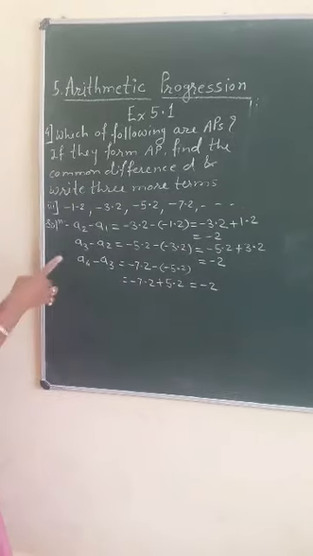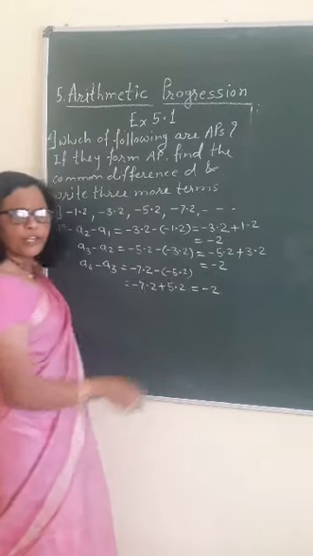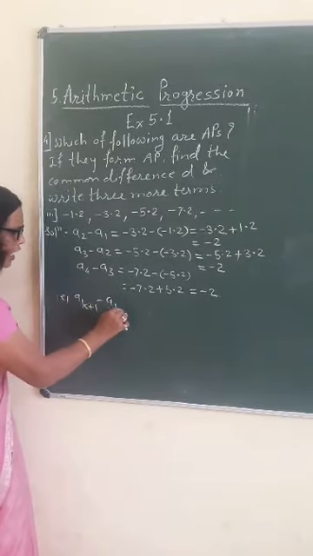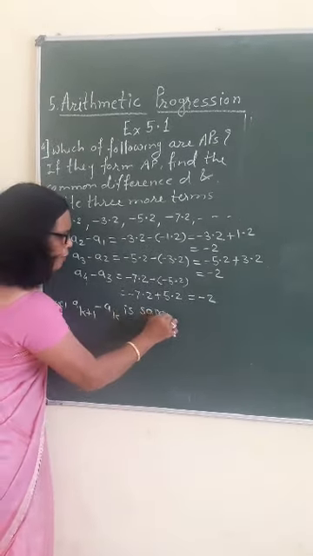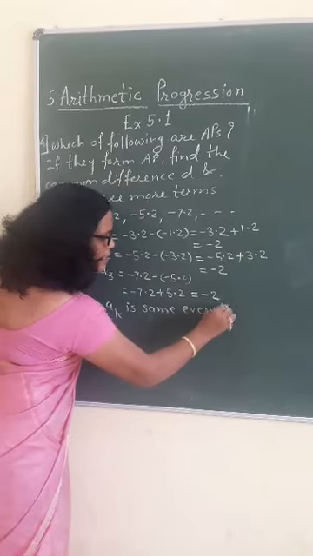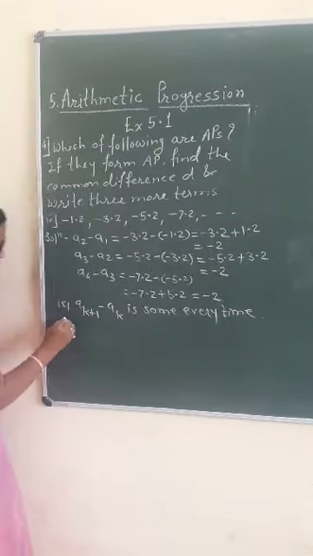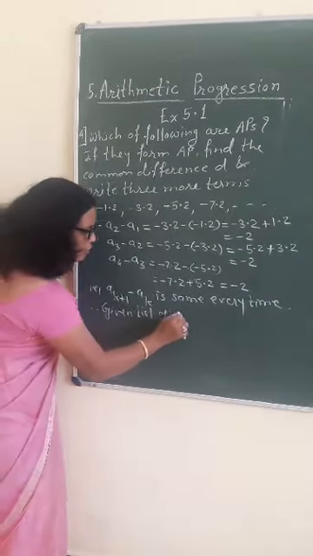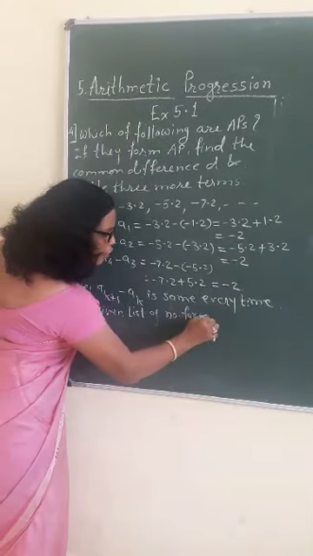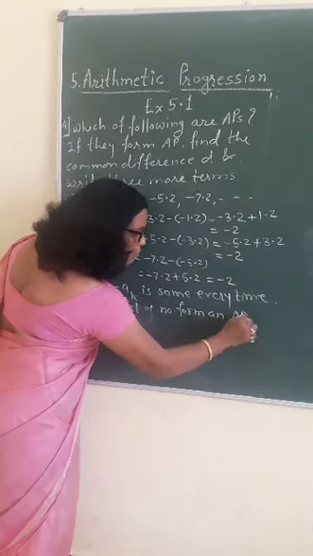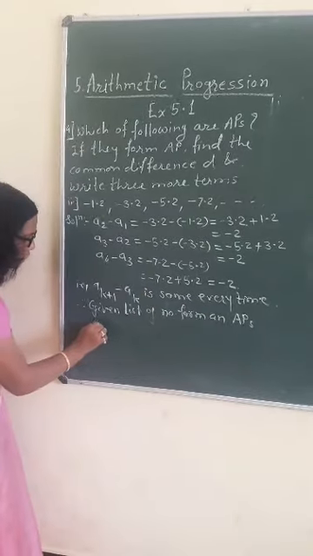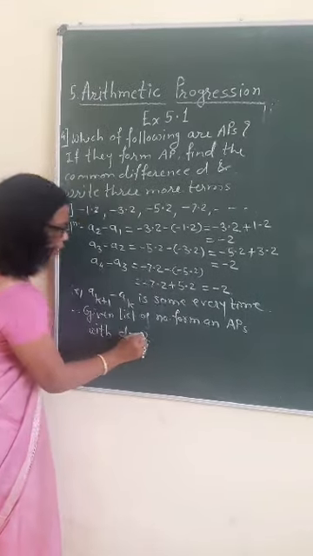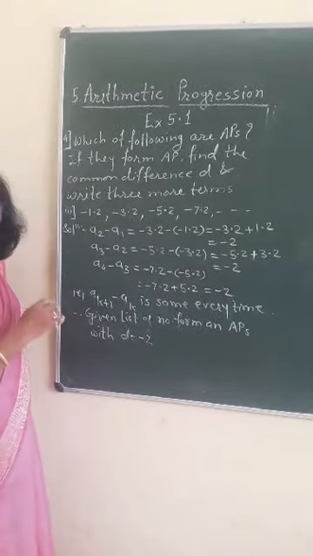Are you finding? Everywhere minus 1, minus 1, minus 1 means that is A(k+1) minus A(k) is the same every time. Okay. If it is the same every time, therefore the given list of numbers form an AP, with common difference. Are you finding what is the d here? Every time minus 1. Now we have to find the next 3 terms.